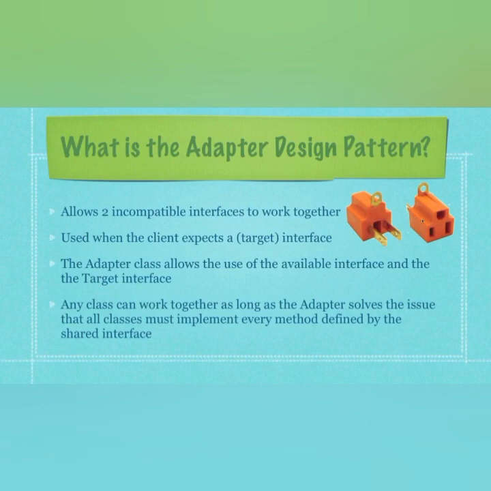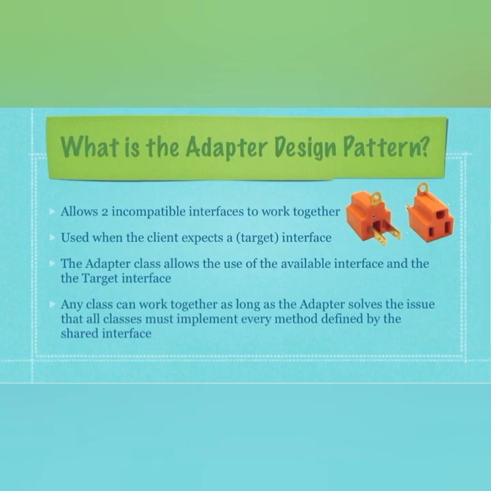And you're going to use the adapter pattern whenever the client expects to use a target interface, which means the target interface in this situation would be a two-pronged plug. However, you have a three-pronged plug, and that's what the adapter is going to do. It's going to convert the three-prong into the two-prong. And just like our adapter here, the adapter class is going to allow you to use any available interface that makes sense, of course, with the target interface. And to look at it in a completely different way, any class can work together as long as the adapter solves the issue that all classes must implement every method defined by a shared interface.